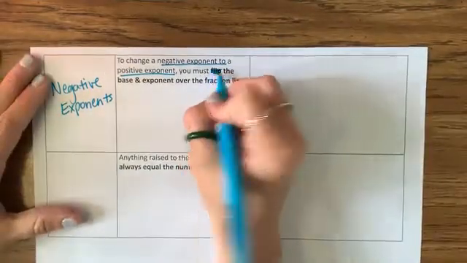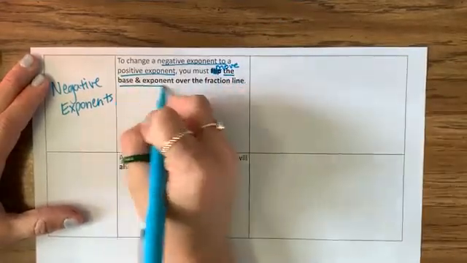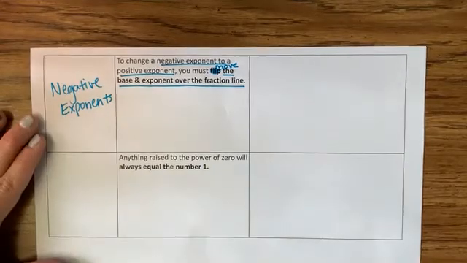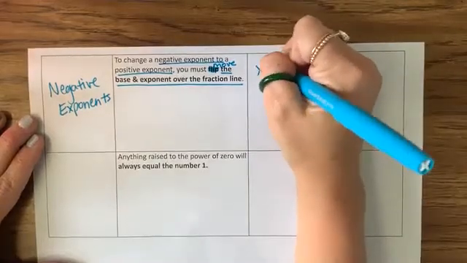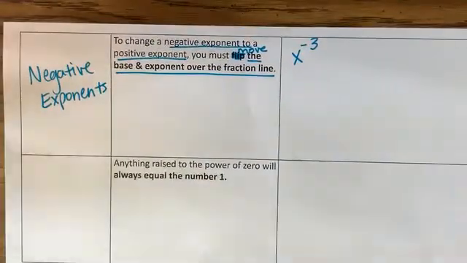let's change this word "flip" to "move." You must move the base and that exponent over the fraction line. What I mean by that: that previous one we just had was x to the negative third. Y'all remember we did 4 minus 7 and we got x to the negative third? Technically, that is not simplified because I need to make a negative exponent become positive.